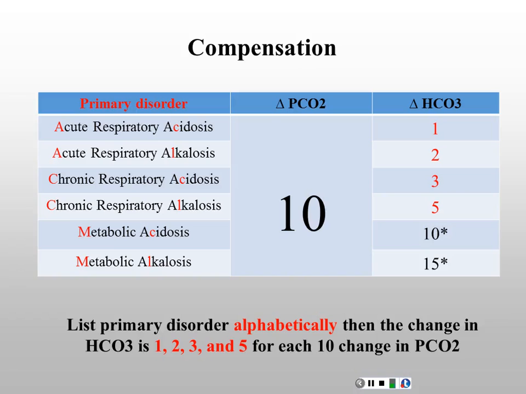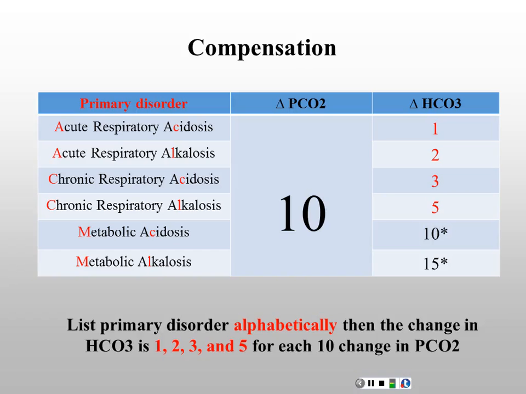So if you remember this alphabetical, the A, C, M, and then acidosis comes before the alkalosis, the C comes before the L. Okay? So that will be an easy way to remember. In the last two, these are the primary metabolic disorders here. So in metabolic acidosis, you will have bicarb change by 10 for every 10 change in your carbon dioxide. In metabolic alkalosis, you will have bicarb change by 15 for every 10 carbon dioxide change. So if you remember this, you can list the primary disorders alphabetically here, and then the change in HCO3 for every 10 change in carbon dioxide, you can remember 1, 2, 3, 5.